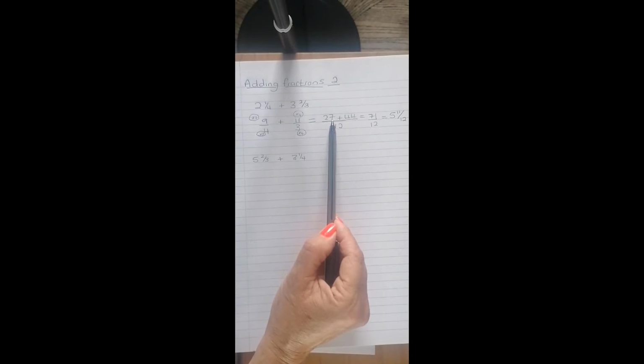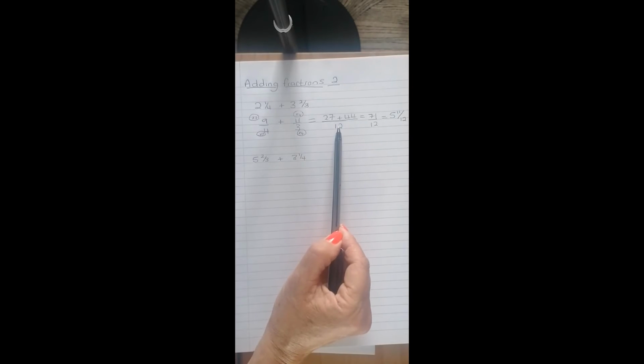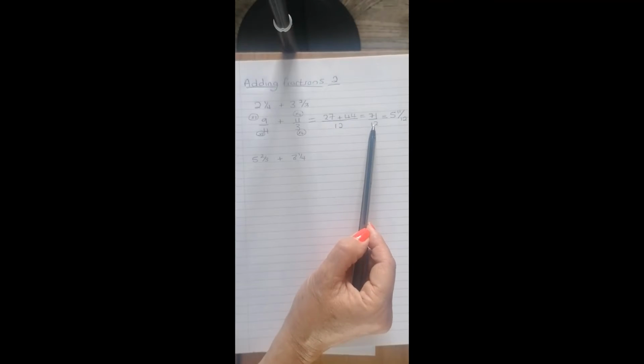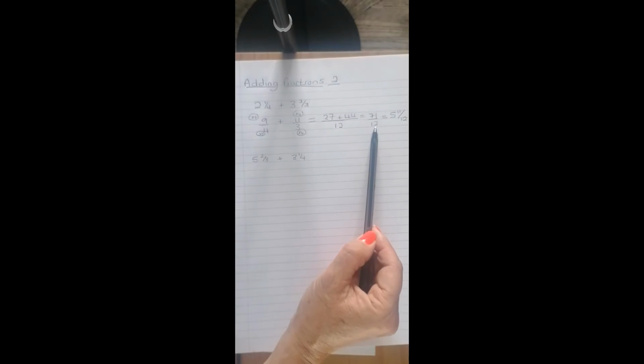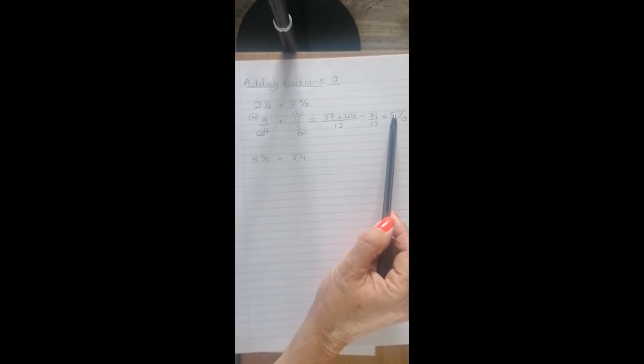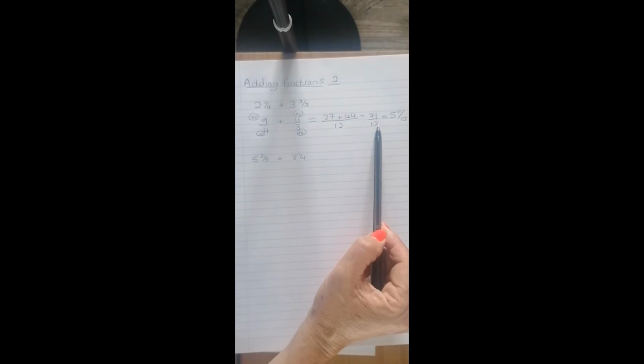So now we have 27 over 12 plus 44 over 12. We can simply add the numerators to get 71 over 12. And now how many 12s go into 71? It's 5. There's 11 remaining, so you write that remaining 11 over the denominator that was given in the question there. So we'll try another one.